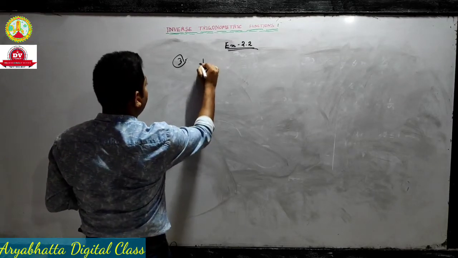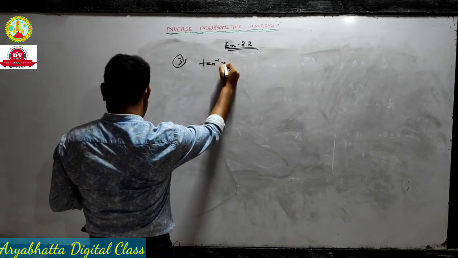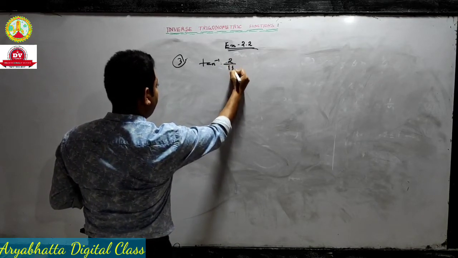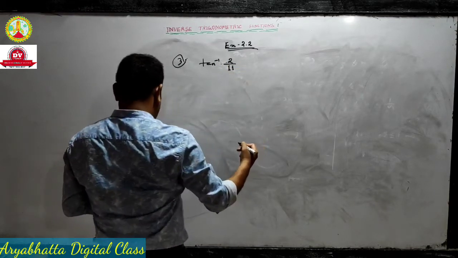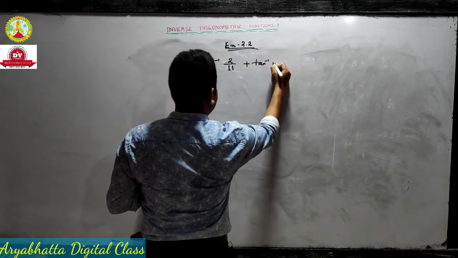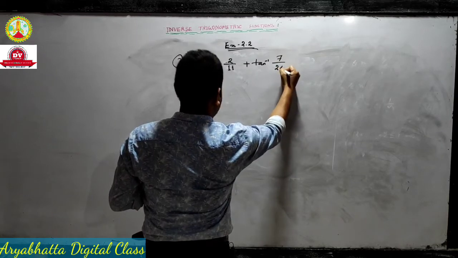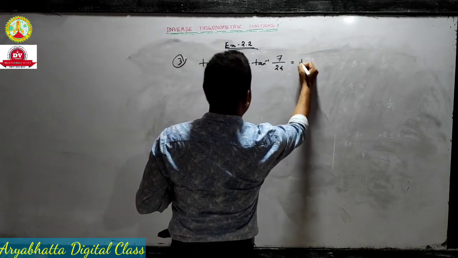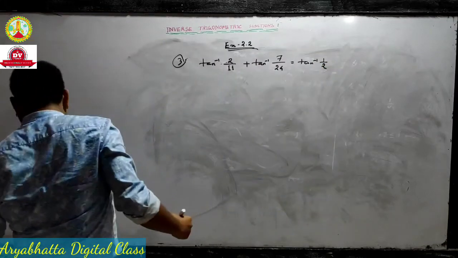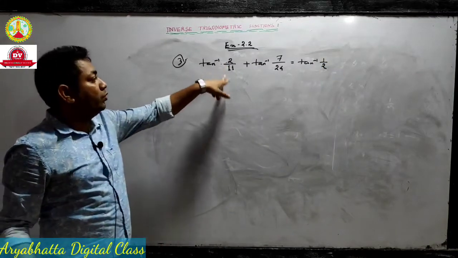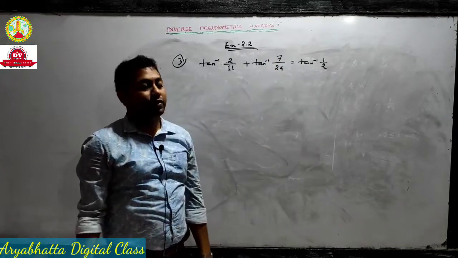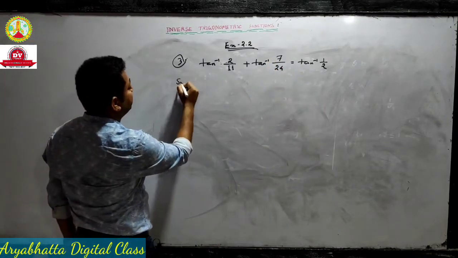Prove that tan inverse 2 by 11 plus tan inverse 7 by 24 is equal to tan inverse 1 by 2. Prove that tan inverse 2 by 11 plus tan inverse 7 by 24 is equal to tan inverse 1 by 2.